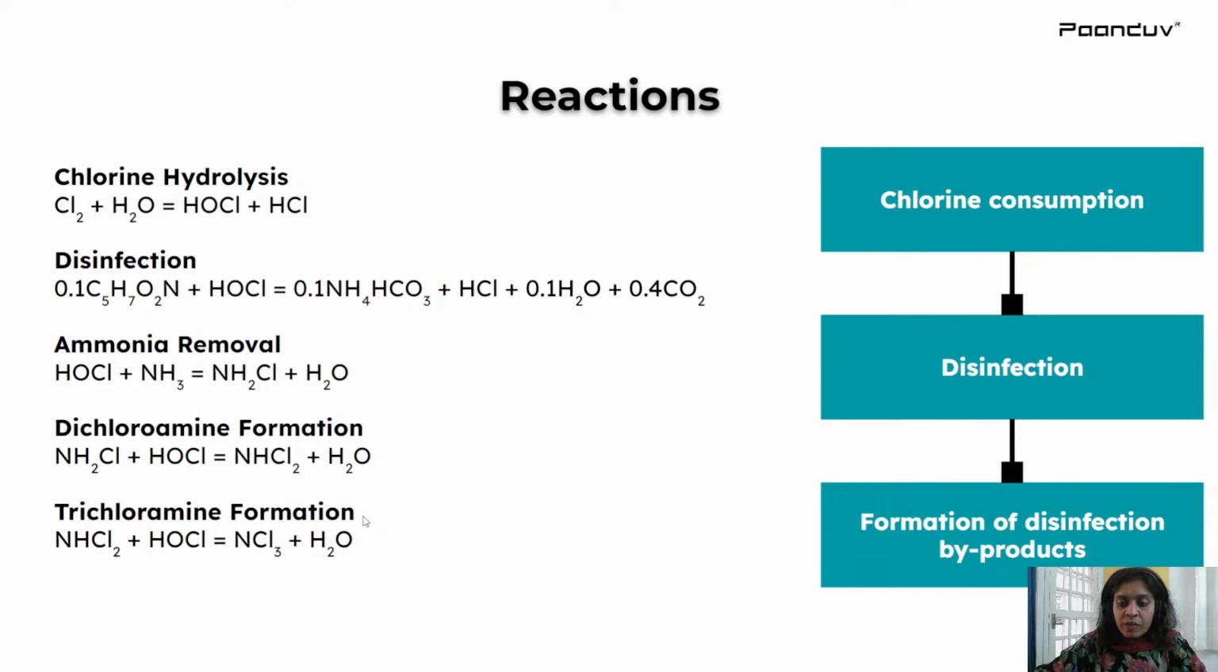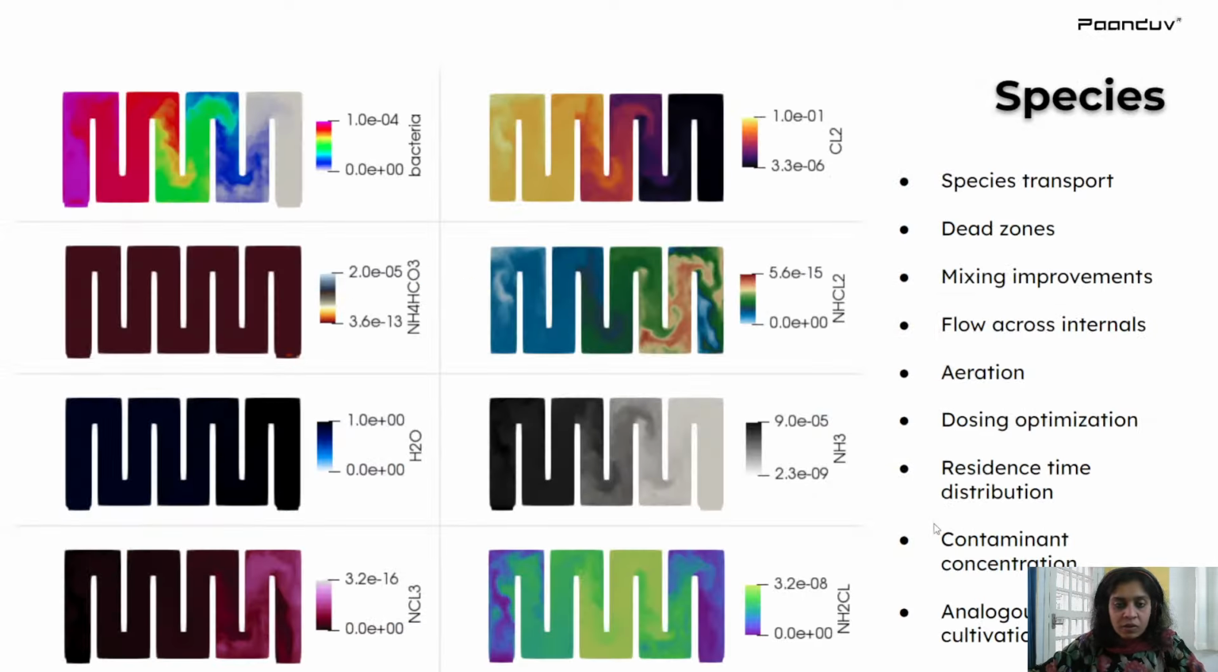And the steps which are followed here are chlorine consumption, second is disinfection, and third is formation of disinfectant byproducts. So there are 8 species in this system, and you can see the species concentration distribution in this particular plot. You will see that when reactants are being consumed during a process, the concentration reduces, and when the products are formed, the concentration increases when it goes from entrance to exit.